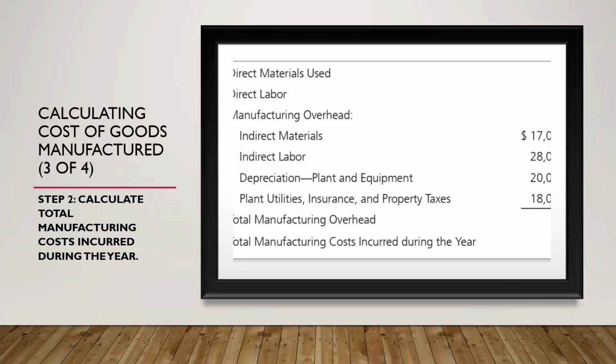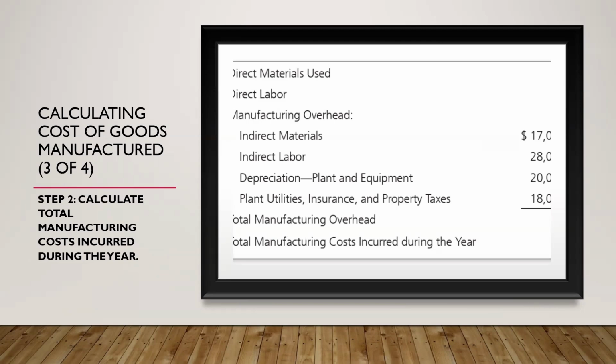Smart Touch Learning next determines the total manufacturing cost incurred during the year, which includes the direct materials used. You saw in step 1, direct labor of $169,000. Not sure why it's not showing here, I mean, the entire screen, but anyway. You have direct labor used at $169,000. You have manufacturing overhead.